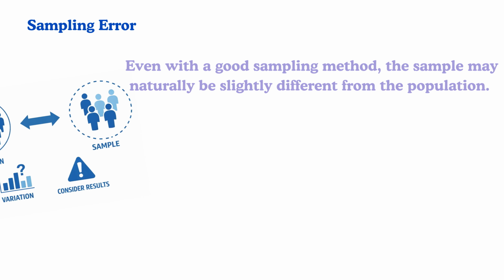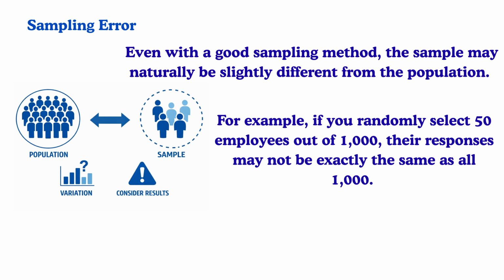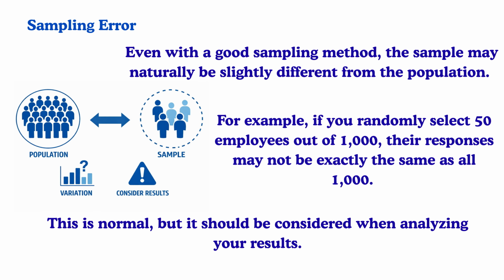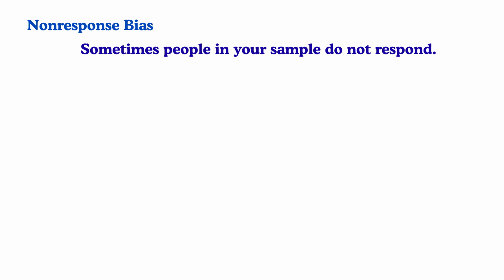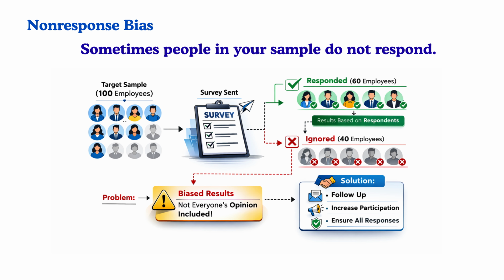Sampling error. Even with a good sampling method, the sample may naturally be slightly different from the population. For example, if you randomly select 50 employees out of 1,000, their responses may not be exactly the same as all 1,000. This is normal, but it should be considered when analyzing your results. Non-response bias. Sometimes people in your sample do not respond. For example, if some employees ignore your survey, your results may only show the opinions of those who responded, which can give a wrong picture.